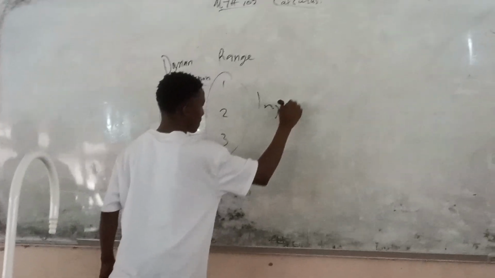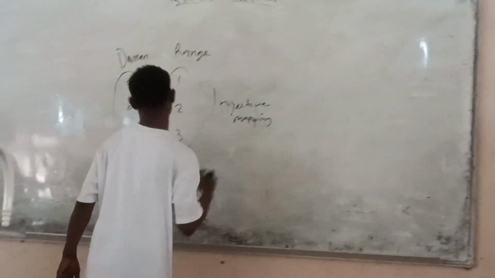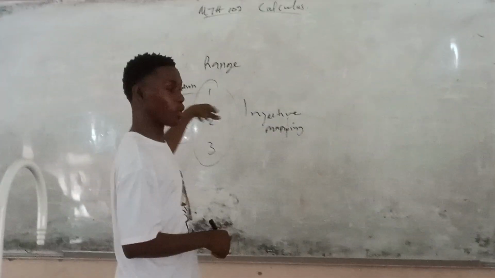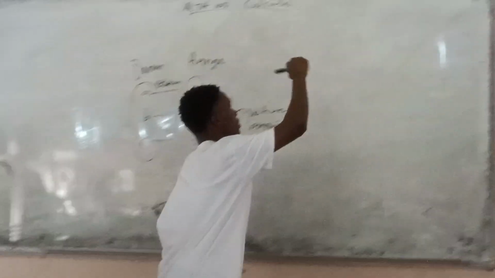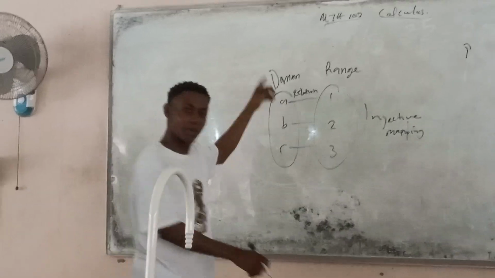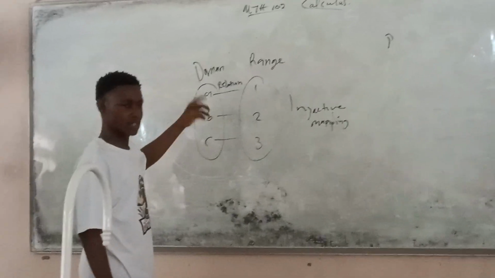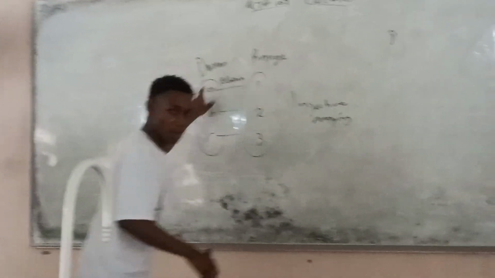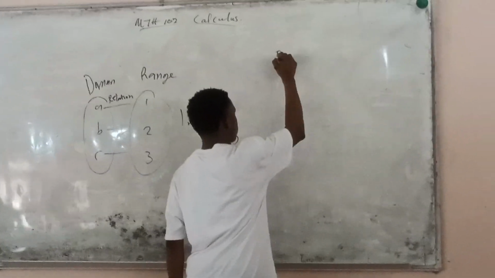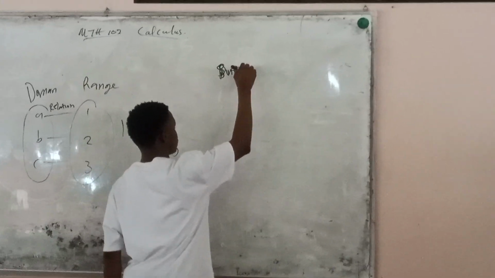Injective mapping. This is an injective mapping. For it to be an injective mapping, it must be one-to-one corresponding. Sorry, let me go back to this again. For it to be an injective mapping, all the values in the domain must be mapped at once. So we have this, a surjective mapping.